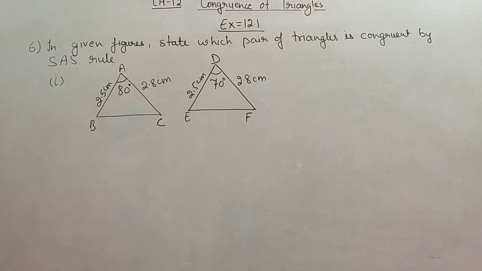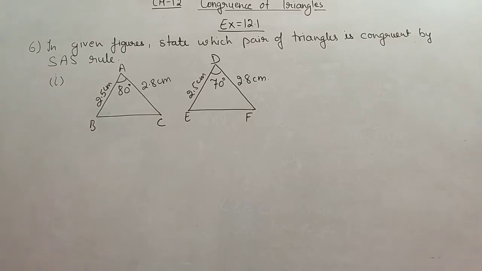Students, we are doing chapter number 12, congruency of triangles, exercise 12.1. In last video we have done till question number 5 and today we will start from question number 6. In given figure, state which pair of triangles is congruent by SAS rule.